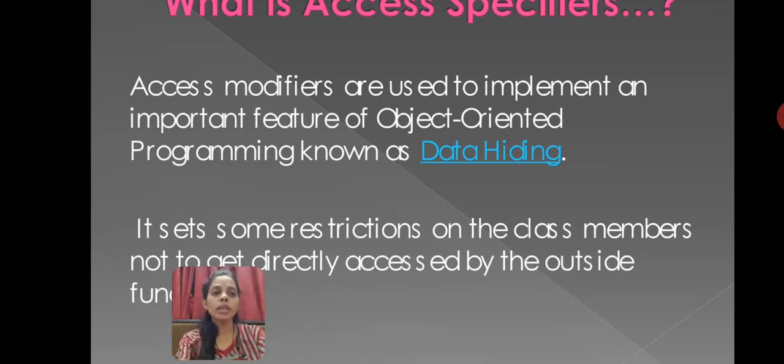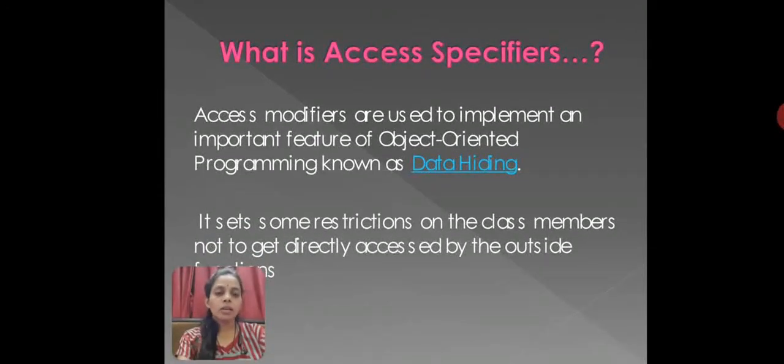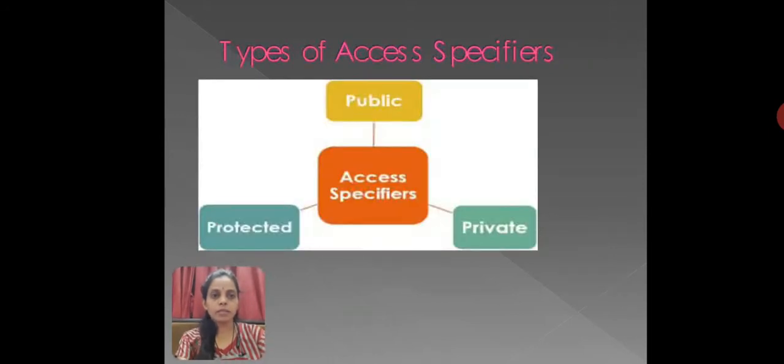So how can they do data hiding? To do data hiding, they bring some restrictions on the class members, about who can use a member function and who cannot. In this way access specifiers set restrictions. Now how they make these restrictions, we will see. First of all, see what the types of access specifiers are. There are mainly three access specifiers: public, private and protected.